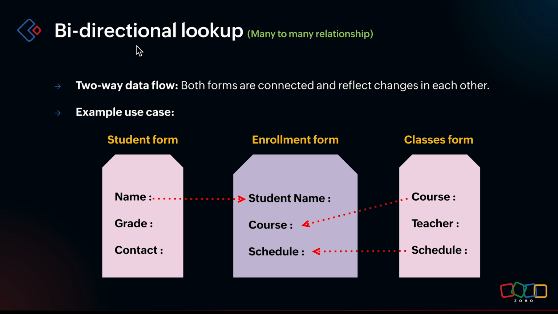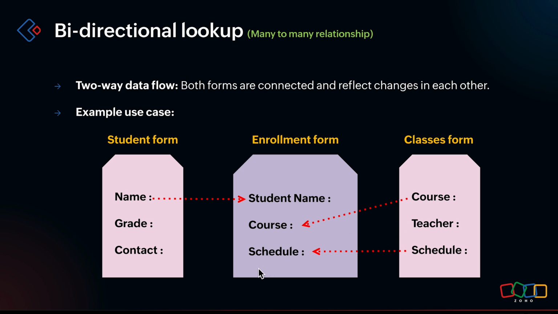As the name suggests, data flow happens in a two-way manner. That is, data exchange can be done from form A to form B and also from form B to form A. This is the previous example that I showcased, where the student name is fetched and displayed over here. The course and schedule details are fetched and displayed over here. So data transfer is happening in a one-way manner in this specific example.